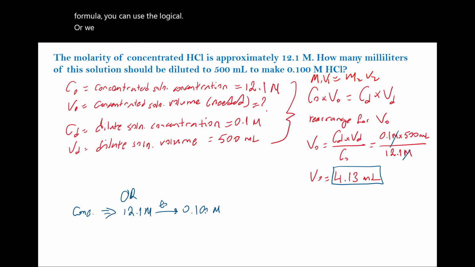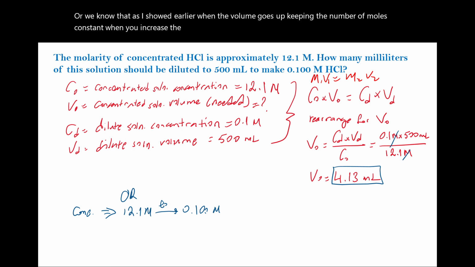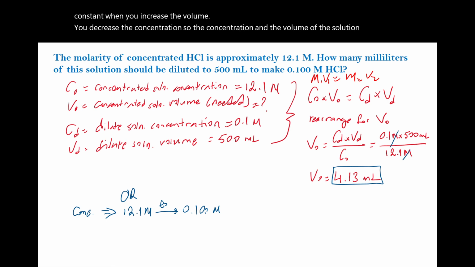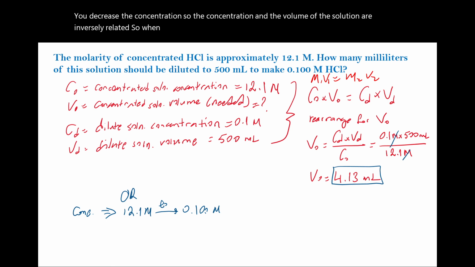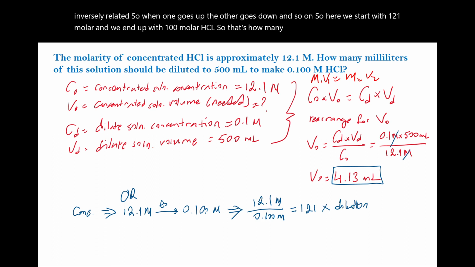Now, if you somehow don't remember the formula, you can use the logical way. We know, as I showed earlier, that when the volume goes up, keeping the number of moles constant, the concentration decreases. So the concentration and the volume of the solution are inversely related. When one goes up, the other goes down. Here we start with 12.1 molar, and we end up with 0.100 molar HCl. So how many times is that? You divide 12.1 by 0.100. That is a 121 times dilution.